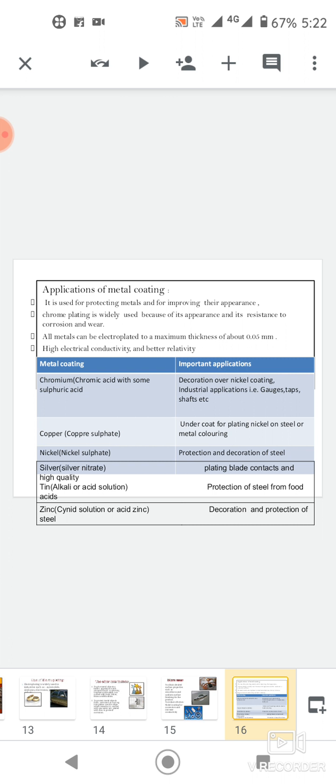The electrolyte used in each case is indicated within the brackets. All metals can be electroplated to a maximum thickness of about 0.5 mm. Complex shapes may have varying plating thickness. Plating imparts resistance to wear and corrosion, high electrical conductivity, and better reflectivity.